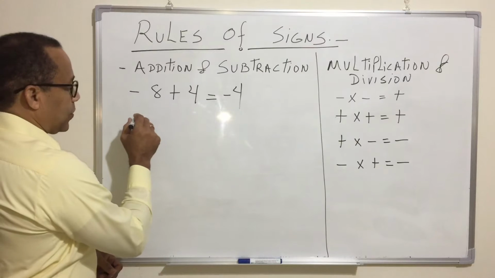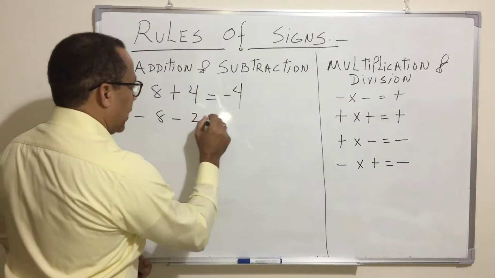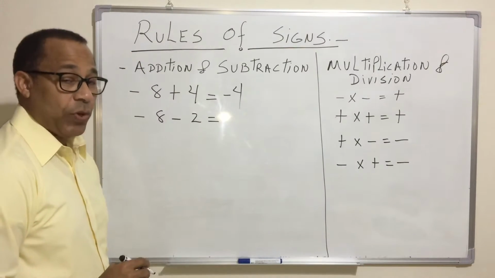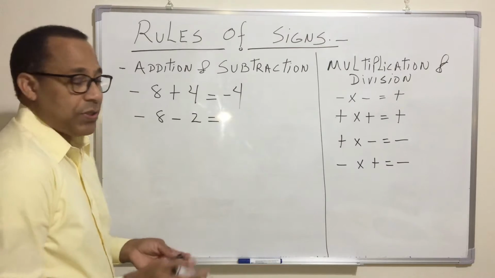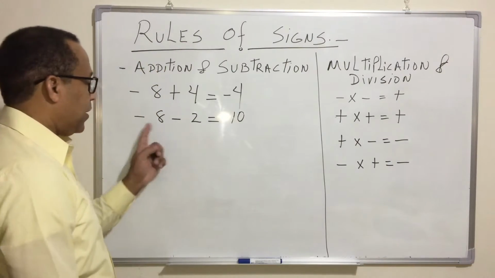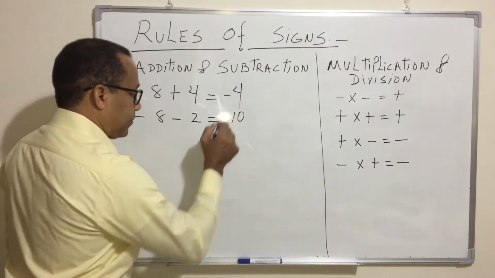The rule says also, when the signs are the same, we add the numbers. Yes, we add them. Negative 8 plus negative 2, 8 plus 2 is 10. And we just copy the same sign, which is a negative sign.